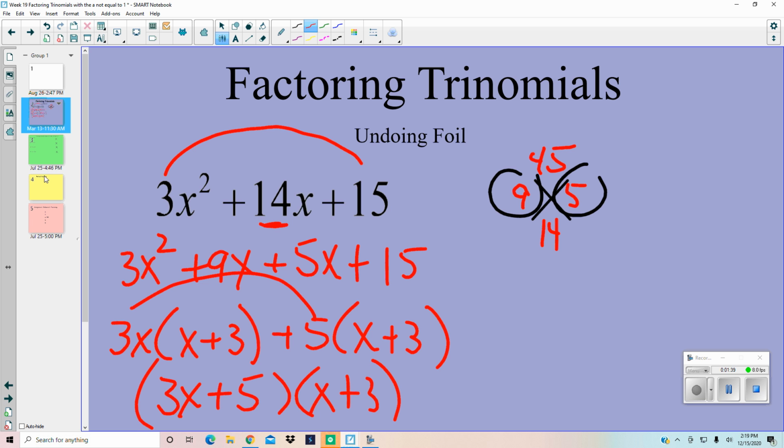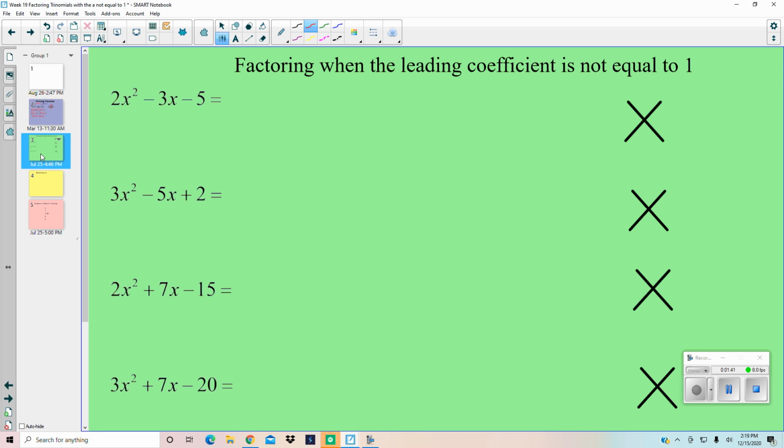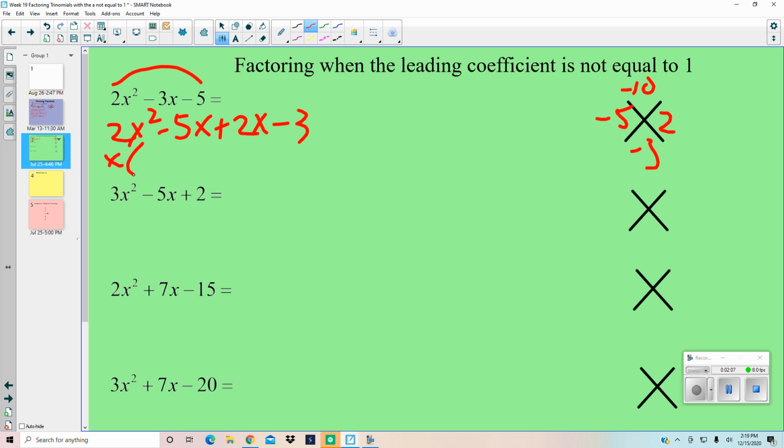So let's do some more. This first one, I multiply 2 times negative 5. So negative 10 goes up here, and then negative 3 goes on the bottom. So what multiplies to give negative 10 but adds to give negative 3 would be negative 5 and 2. So I'd have 2x squared minus 5x plus 2x minus 3. I can take an x out of the first, which would give me 2x minus 5.